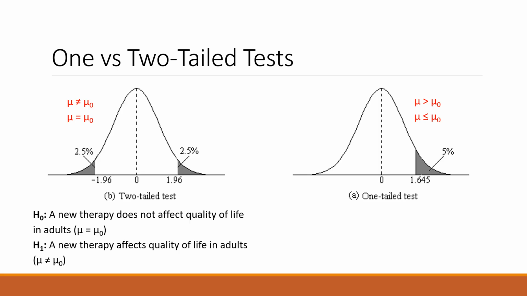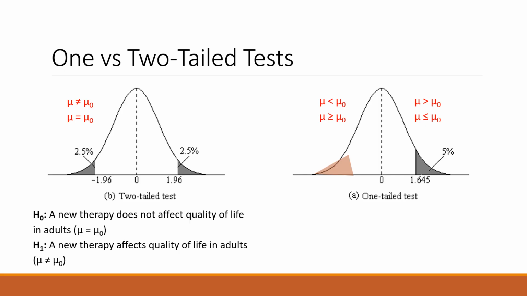If we're hypothesizing that a sample has a mean less than the population, we would be hypothesizing that the scores would fall into the left tail, and therefore the signs would be switched. Mu would be less than the population mean, and the null would be that the sample mean is greater than or equal to the population.